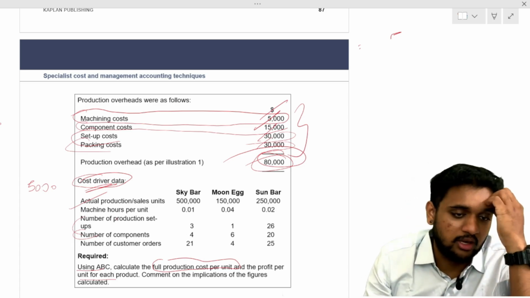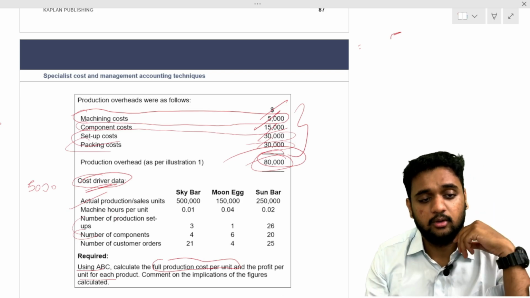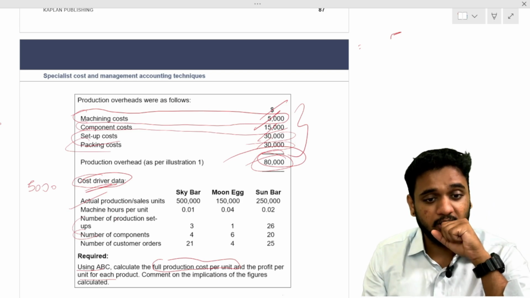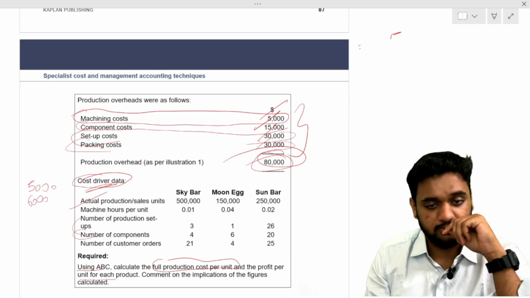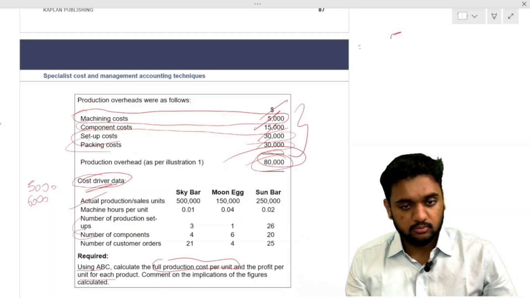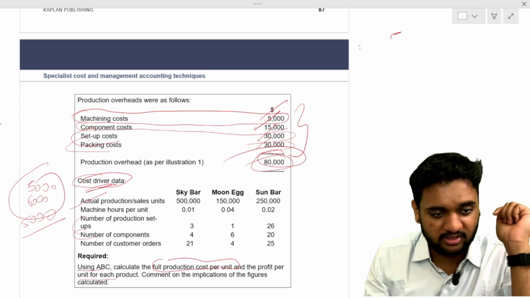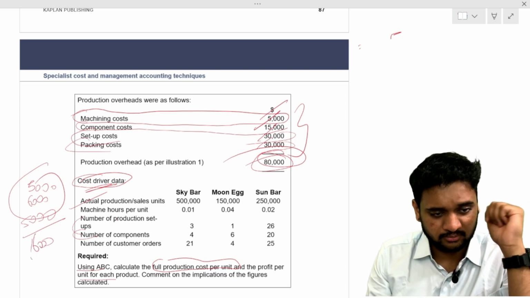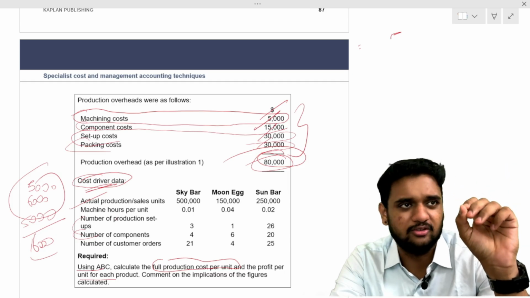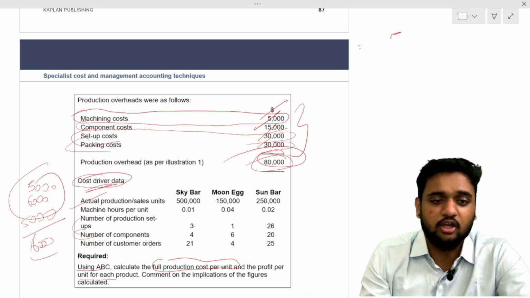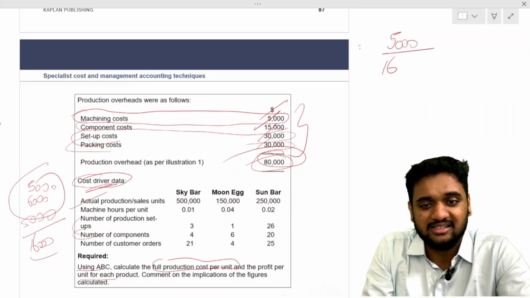Okay, Moon Egg. What is the total machine hours required for Moon Egg? 1,50,000 into 0.4. How much will you get? 6,000. Next, 5,000. What are the total machine hours? 16,000. Total machine cost should be divided based on total machine hours only. So machine cost is how much? Total machine cost 5,000 divided by total number of machine hours, 16,000.